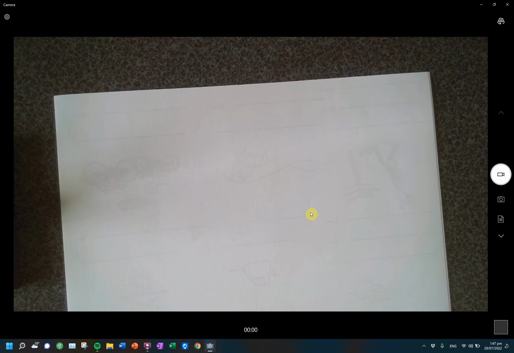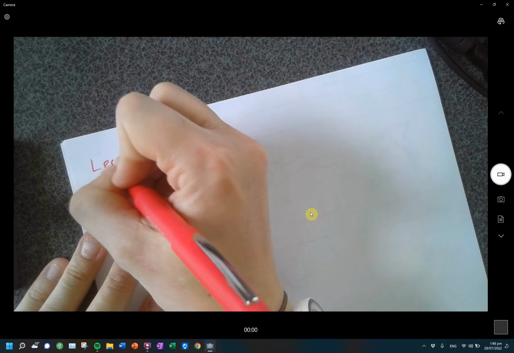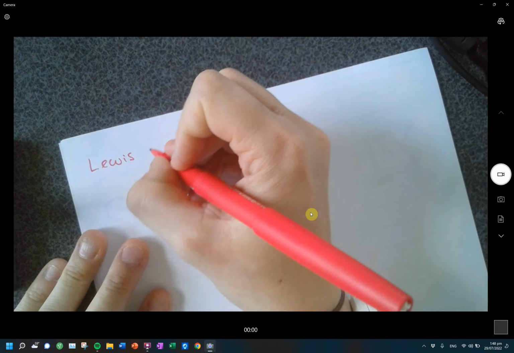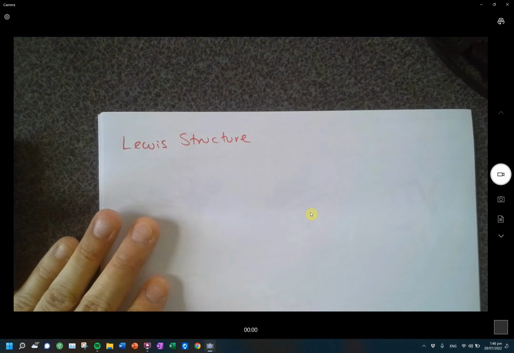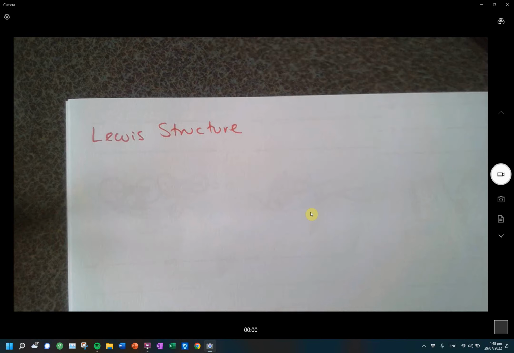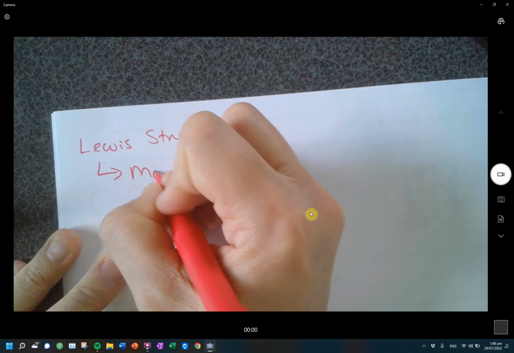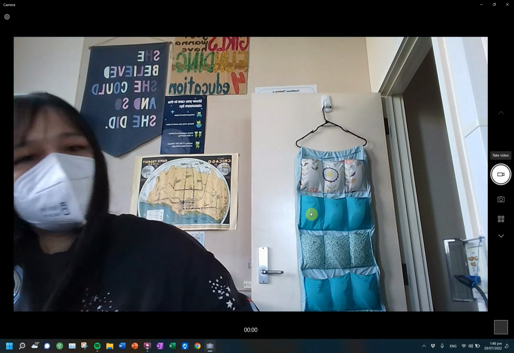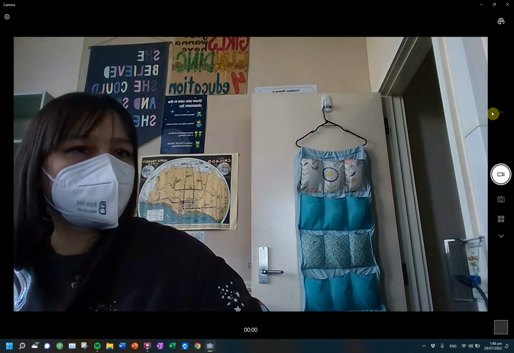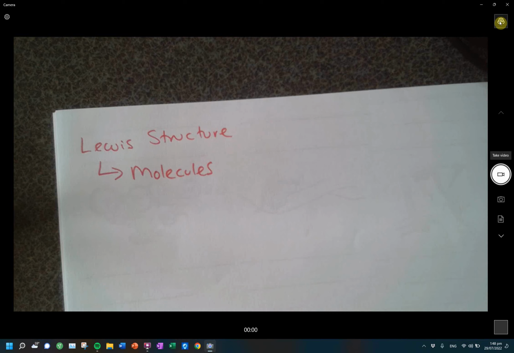Okay, so with the Lewis structures, we are using this for molecules. And it's doing that thing again, isn't it? Do you see that okay? I'm going to unplug and replug in my camera for a second because that's blinking.